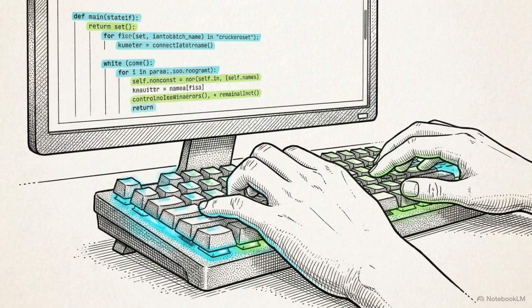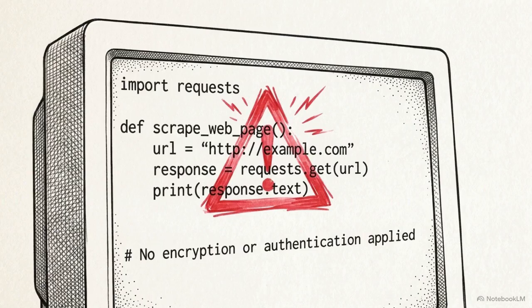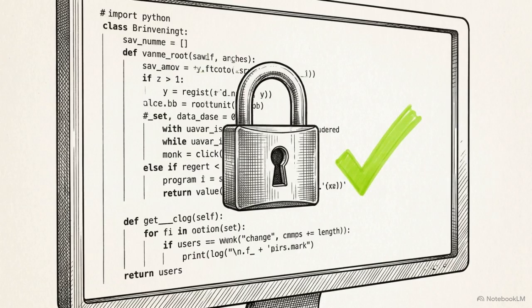Open your IDE and pull up your basic agent script. We are going to build a defense-in-depth sanitization pipeline. Step by step, we will take a vulnerable web scraping script and lock it down so it can detect, filter, and neutralize semantic attacks before they reach your infrastructure.